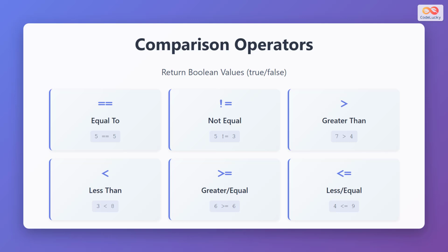Comparison operators are used to compare two values and return a Boolean result, either true or false. The double equals operator checks if two values are equal, like 5 equals 5 returns true. The exclamation mark equals operator checks if values are not equal, such as 5 not equals 3 returns true. The greater than operator checks if the left value is larger, like 7 greater than 4. The less than operator checks if the left value is smaller, like 3 less than 8. The greater than or equals operator checks if the left value is larger or equal, and the less than or equals operator checks if the left value is smaller or equal.